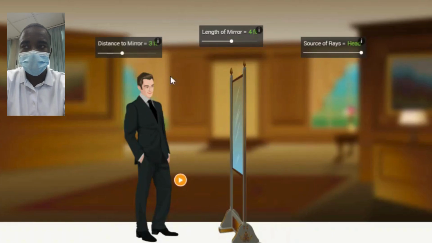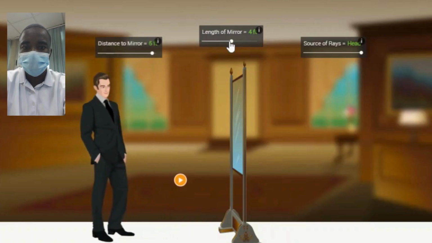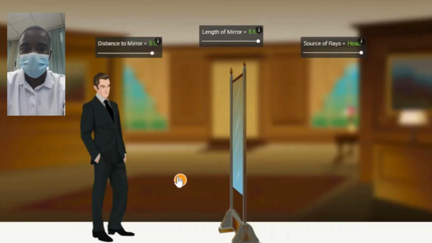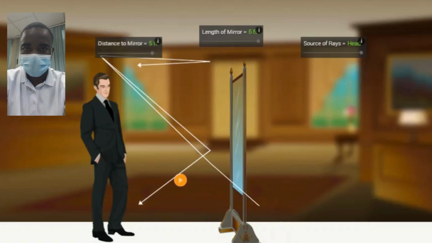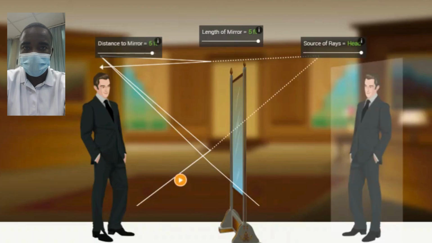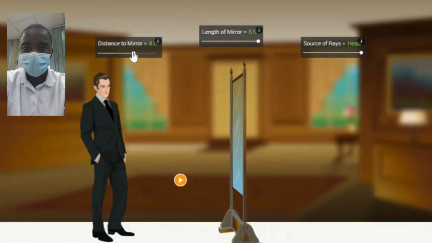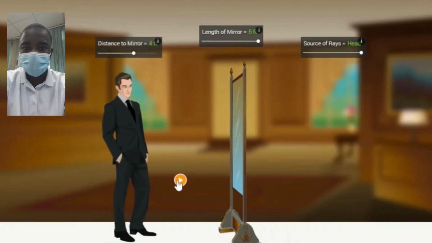The role of distance in image formation. One of the primary variables in this simulation is the distance between the object and the mirror. By adjusting this distance, one can observe how the position of the image changes accordingly. When an object is moved closer to the mirror, its image appears to move closer as well. Conversely, when the object is placed farther away, the image seems to shift deeper into the mirror. However, despite these changes in position, the size of the image remains constant.